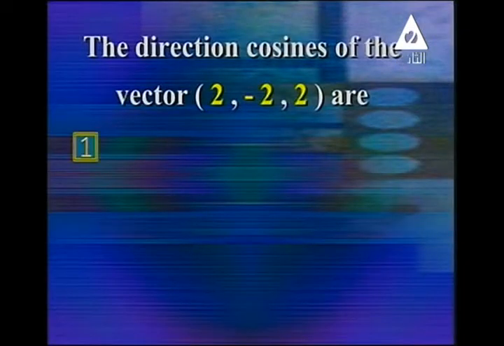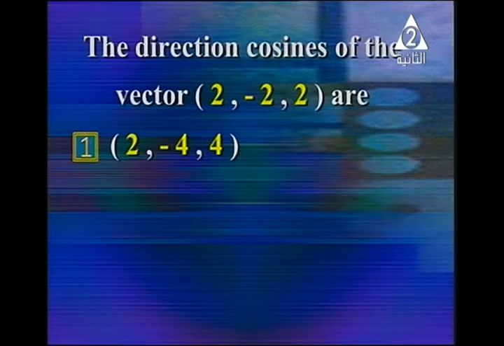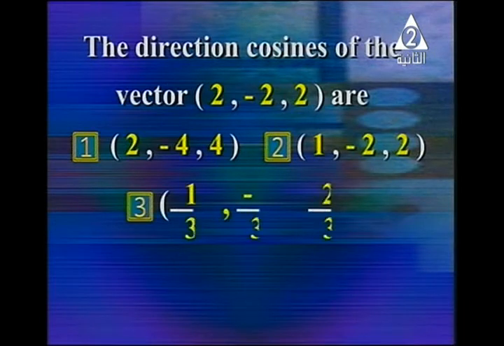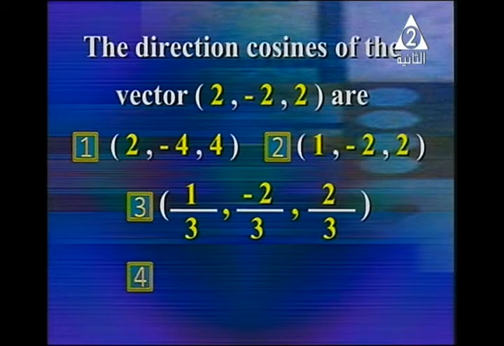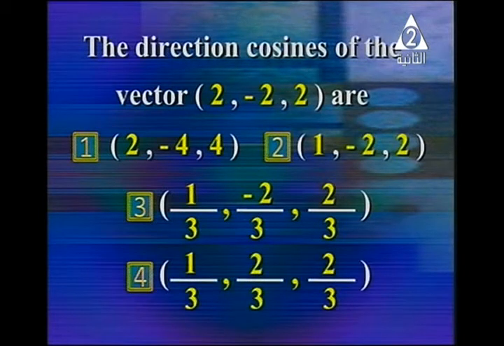Direction cosine of the vector 2, -2, 2 are: 2, -4, 4; 1, -2, 2; third, -2 third, 2 third; 4 third, 2 third, 2 third. Dear student, what is the unit vector of A? Excellent student, the vector 2, -4, 4 over the norm of the vector. What is the norm of the vector?